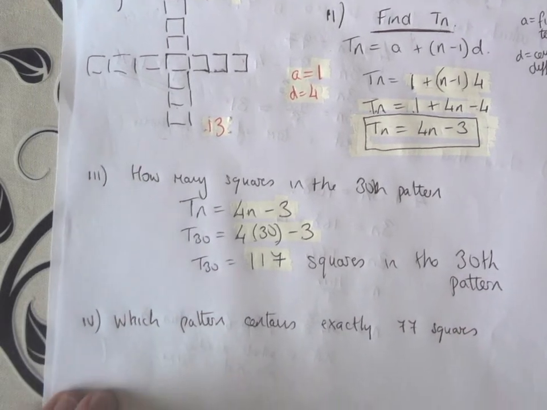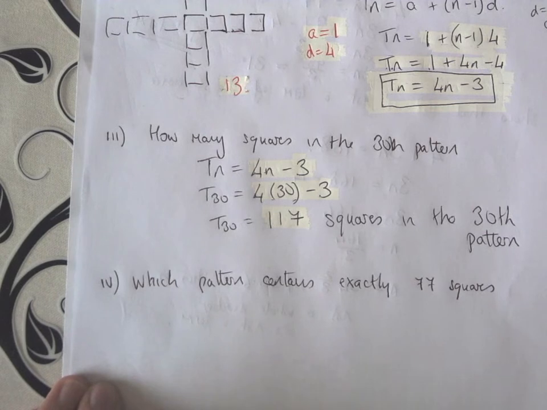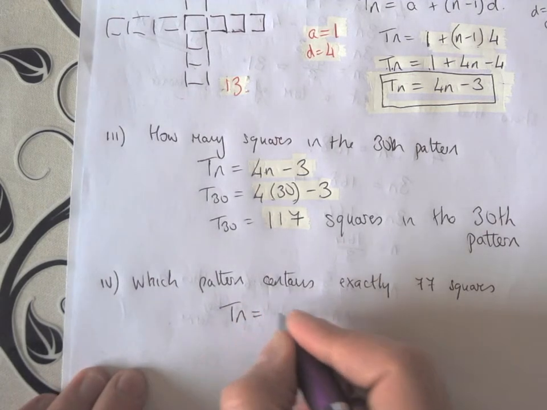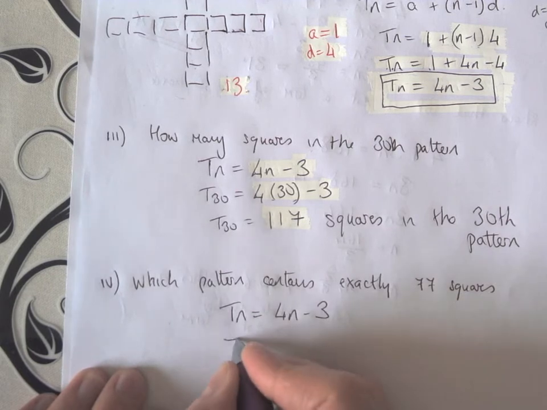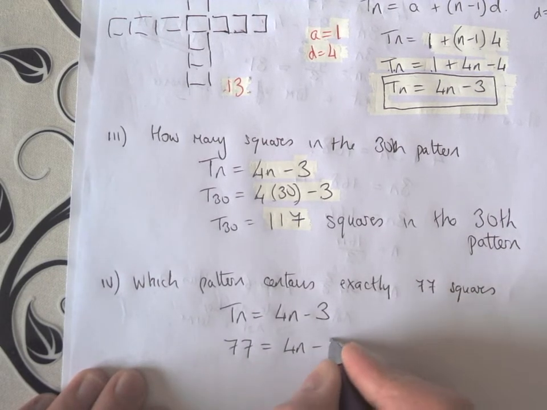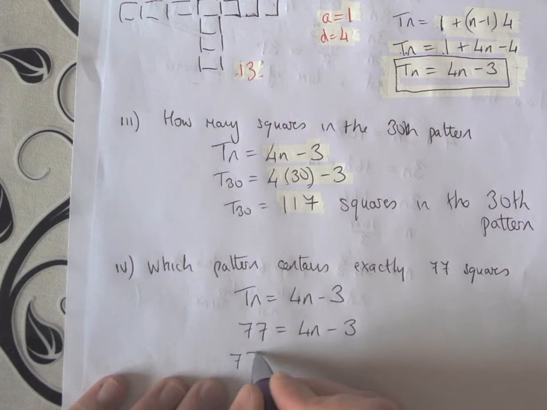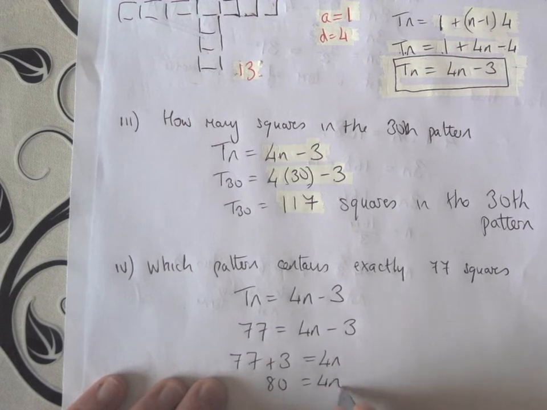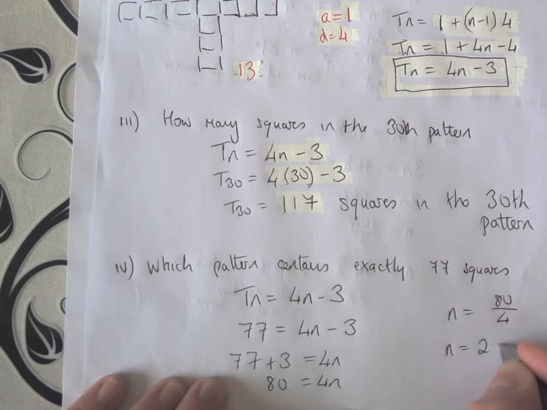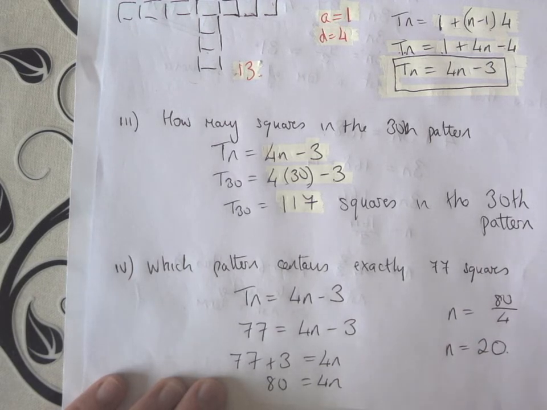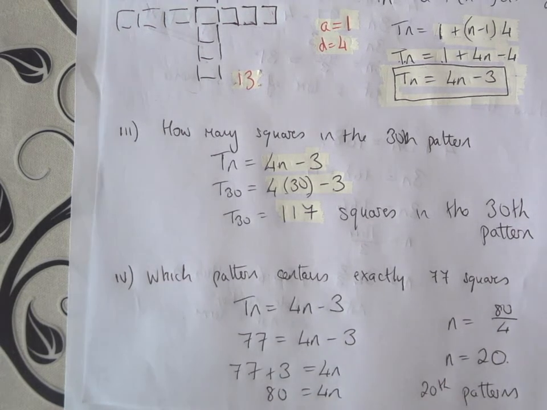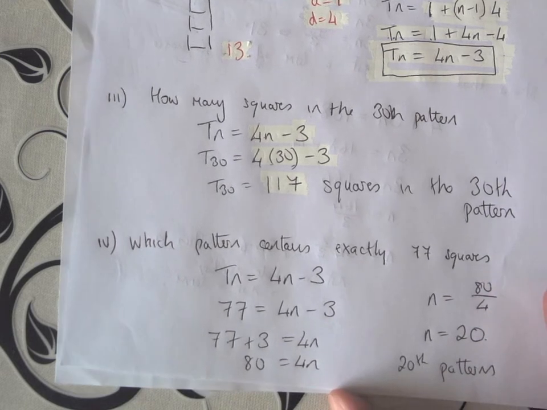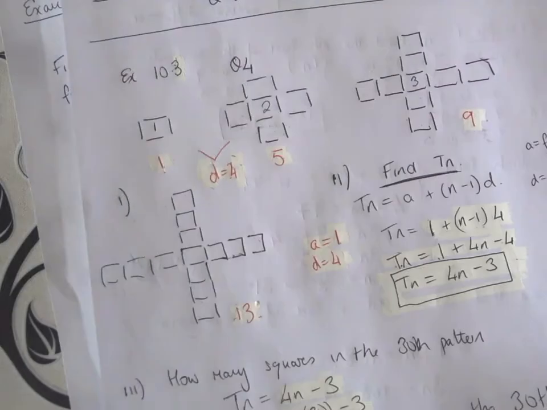Alright, and then the last part says which pattern contains exactly 77 squares. So here we've been given the number of squares, which is Tn, and it's just algebra. I have a minus 3 and bring it over, it becomes a plus 3. So 80 is equal to 4n, so n is equal to 80 over 4, so n is equal to 20. So the 20th pattern has 77 squares. Alright, so that's all of question 4.